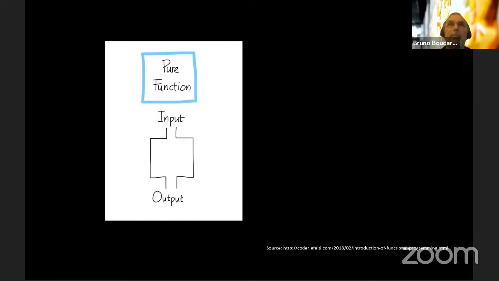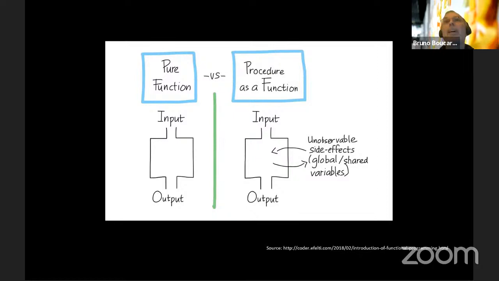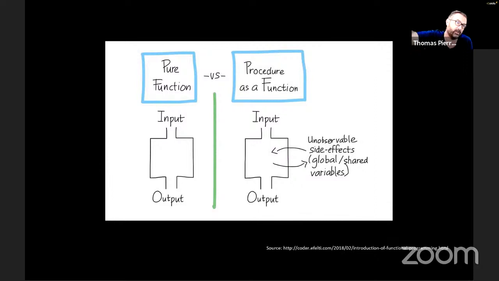A procedure that looks like a function will return an output like a function, but it will not always return the same value with the same input because it modifies a shared variable or global state. So the procedure that looks like a function but isn't, on the right, is therefore non-deterministic. It's what we call impure functions, or non-pure functions.